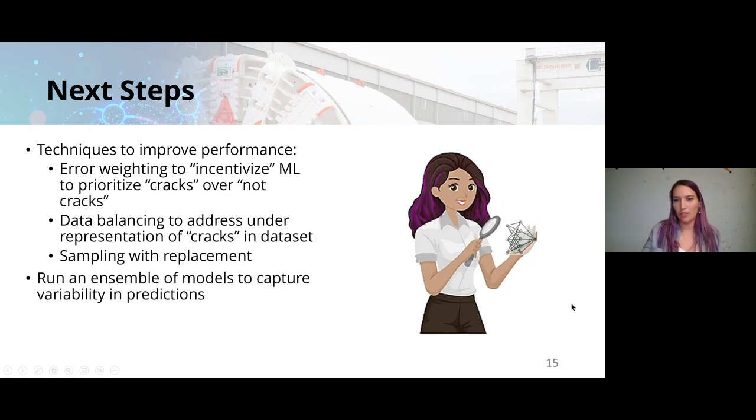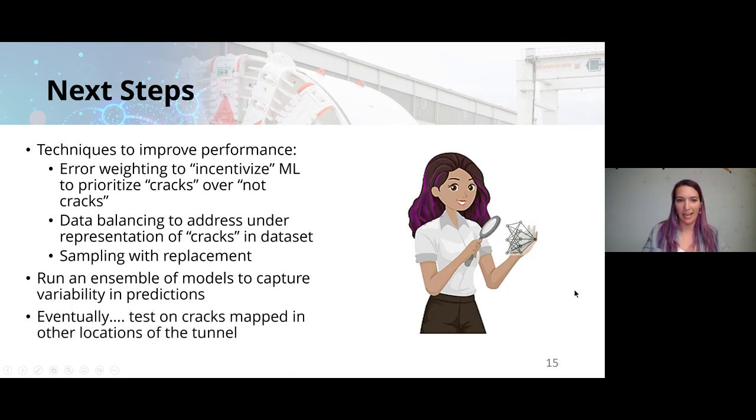And finally, as I mentioned, this was just one model, so we need to run an ensemble of models to really get an understanding of what the variability actually is in those predictions. Even if I run 100 models, I guarantee you the performance is going to be about 50%, and that's still not good enough. So I'm still going to have to do the other things.